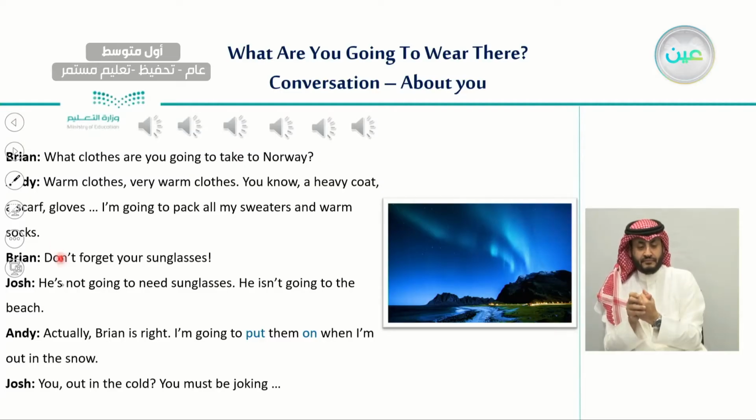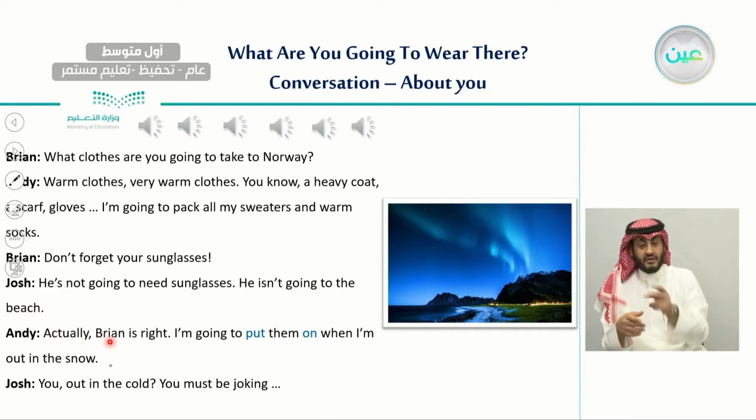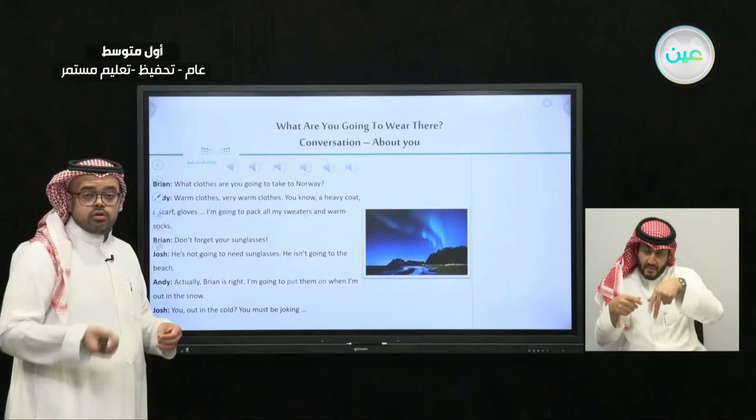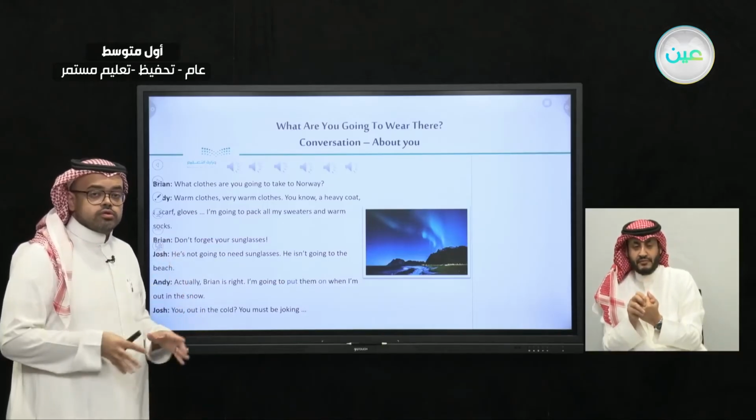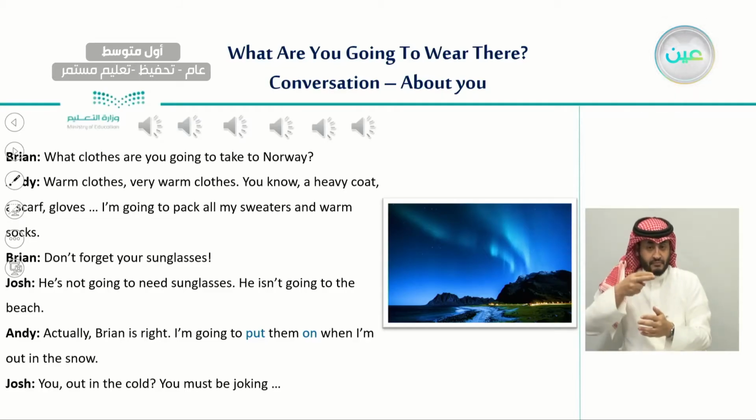So Brian says, don't forget your sunglasses. Josh suggested that he doesn't need sunglasses. He isn't going to the beach. And Andy disagreed with him. He said, Brian is right. I'm going to put them on when I am out in the snow. So Brian said that even with the snow, you need to wear your sunglasses. So Josh here is surprised.